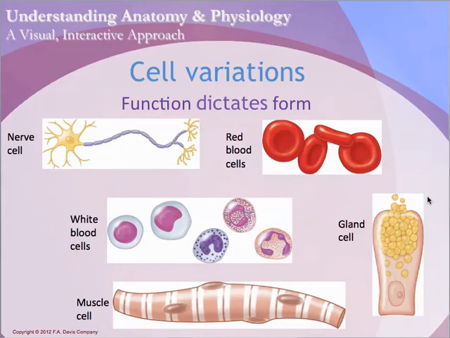You can see there that we have this gland cell. Its job is to secrete things. Talk about hormones, mammary glands, those types of things. Muscle cells, on the other hand, they have to be able to kind of stretch and then contract. That's how we have movement. So see why some of these things are shaped the way that they are.